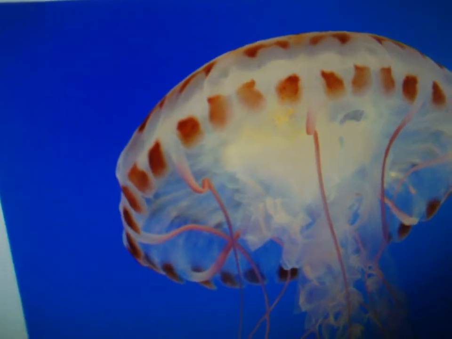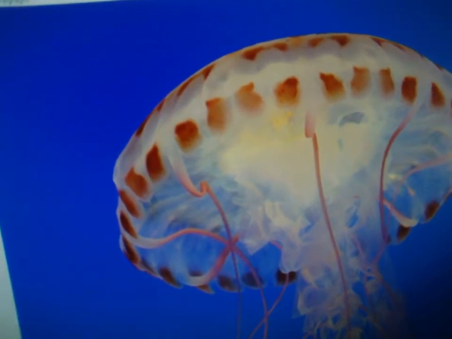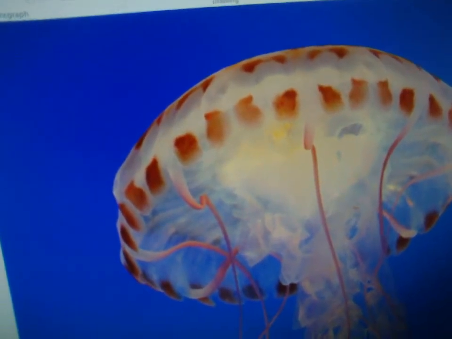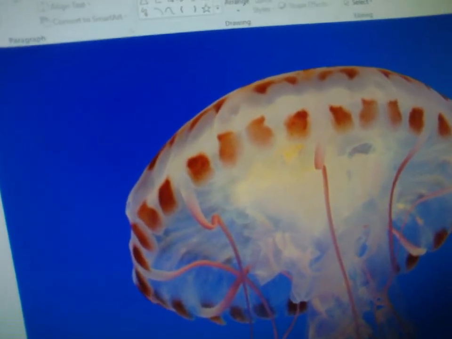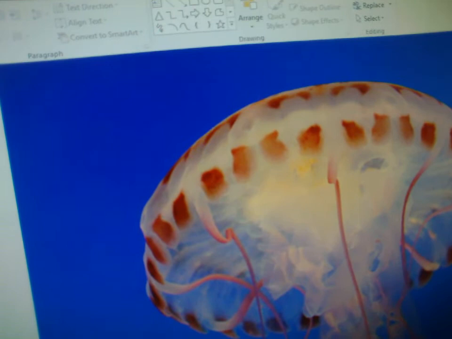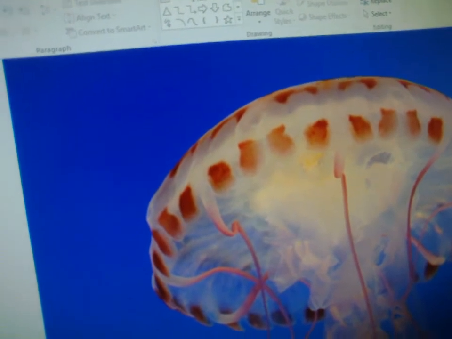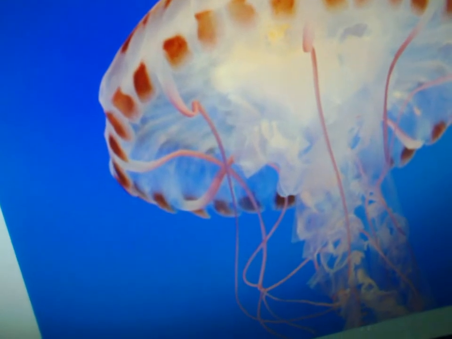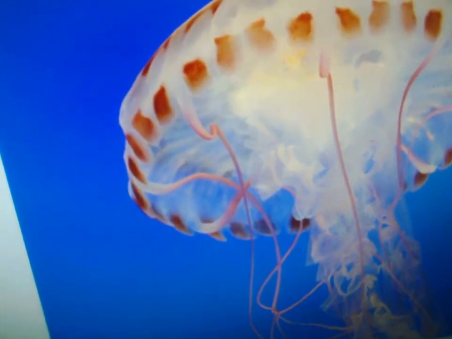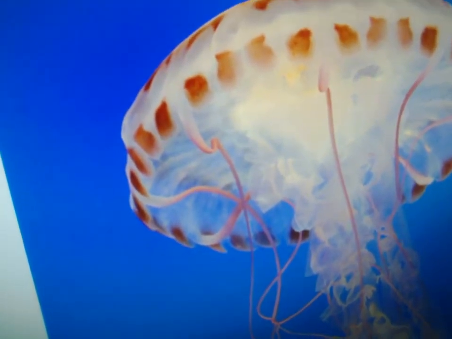Alright, so when you see the jellyfish there, you can see the tentacles hanging down. You really can't see a mouth opening, but you would have to know that it's basically at the center in between. And you can see how long these tentacles really are. And that was a medusa, obviously, because it was bell-shaped.